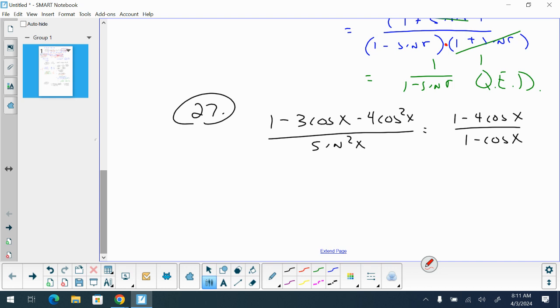If we make some comparison, once again, look to see where you're at and what you're trying to get to. On top here, I have cosines and cosines. I'm going to the cosine world. On the bottom I have sine, and I need to get that into the cosine world. Well, I have a sine squared. So rewrite the fraction and take it out of the sine squared world and move it into the cosine world.